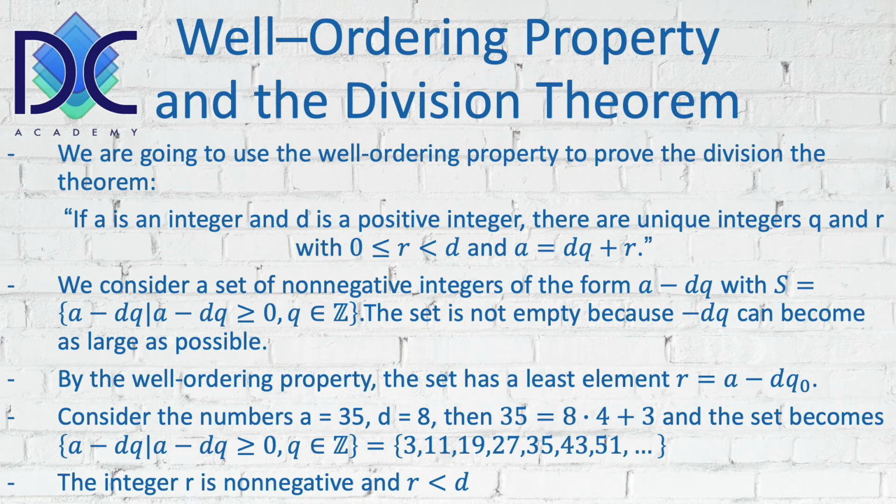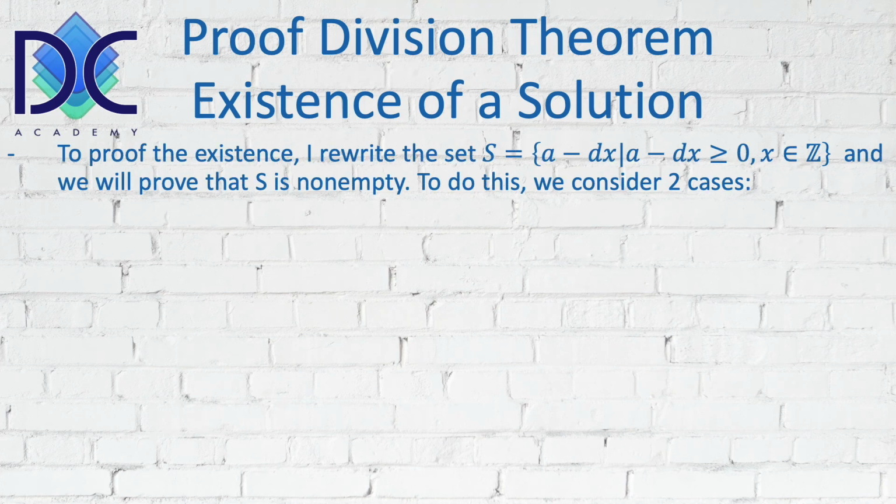Now we have to prove that this is valid for all possibilities, for all a, d, q, and r. And we also have to say that r is non-negative and r is smaller than the divisor. So these are elements that we have to consider. Now what we have to do, first of all, we have to say that there is the existence of a solution. Can we find a solution?